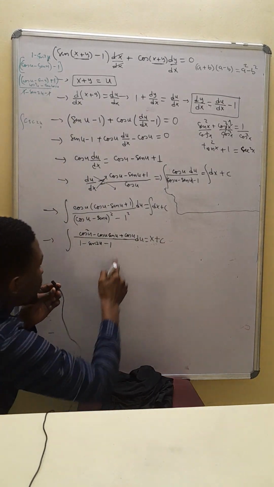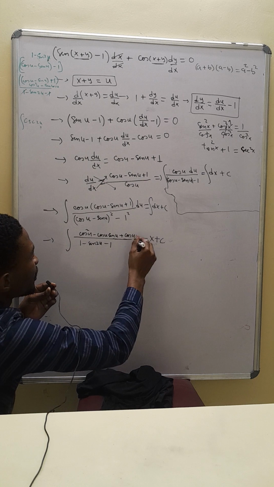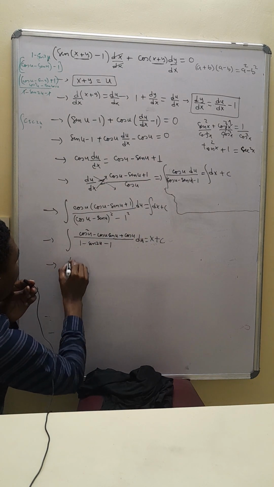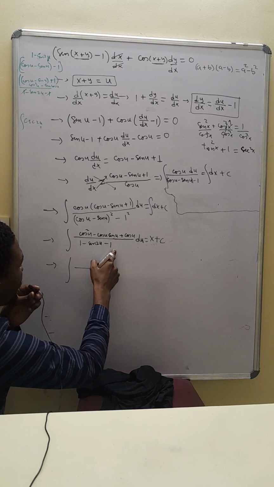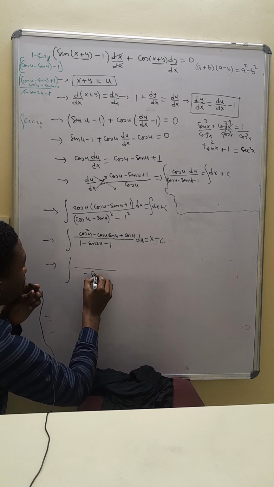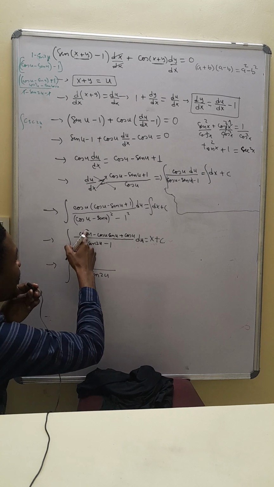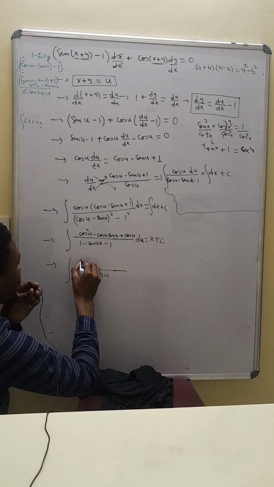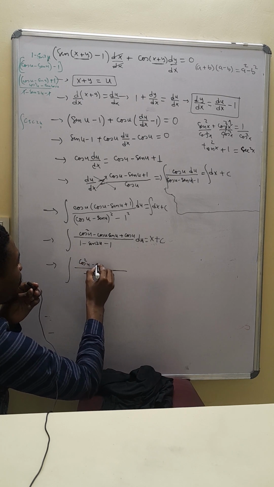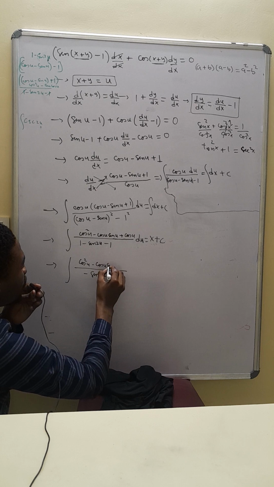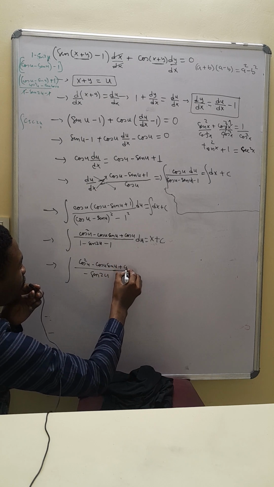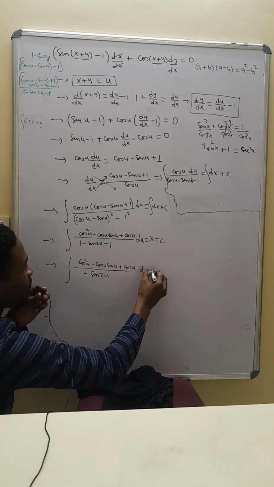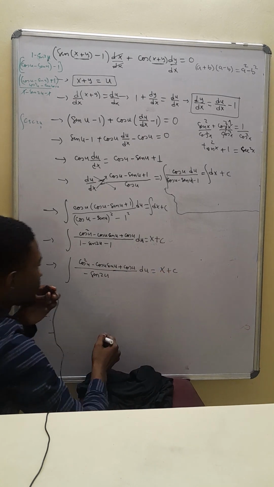Now see where the magic comes. So I will get 1 minus 1, it is 0. So minus sin of 2u, and this will be this: cos square of u minus cos u sin of u plus cos of u, du is equal to x plus c.